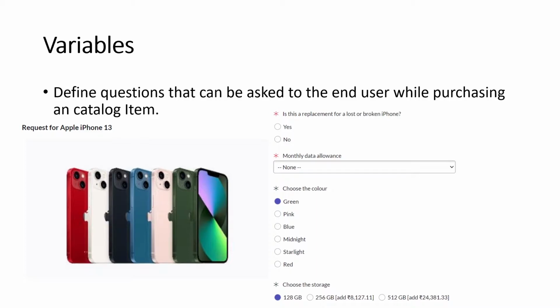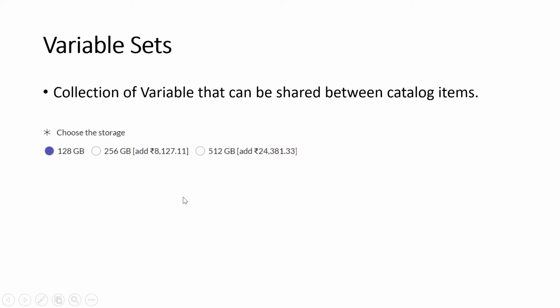Now we understand what a variable is. If we create variables, each and every time we have to create a new variable, a new question to ask the users for different categories. It would take a lot of time. Instead, in variable sets, take this same example, choose the storage. We can create a variable set, add a variable asking about the storage, and then use the same variable set in different categories or catalog items where we want to use it. So we will create one variable set for choose the storage, and then use it for iPhone, Samsung, Redmi, Realme, anywhere we want, right? So it's a very helpful process. I'll show you in the demo.